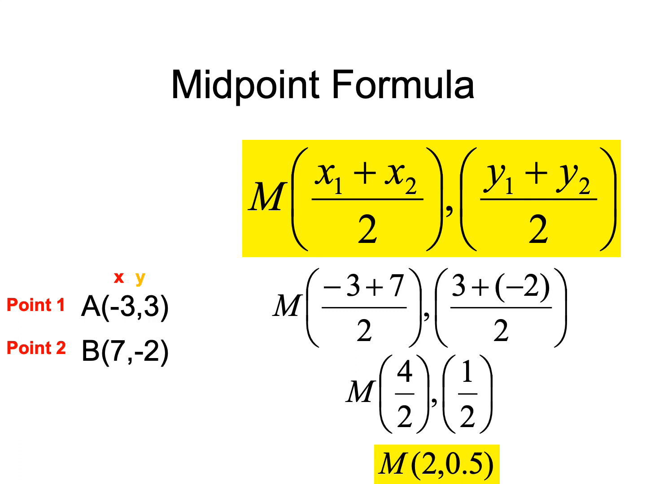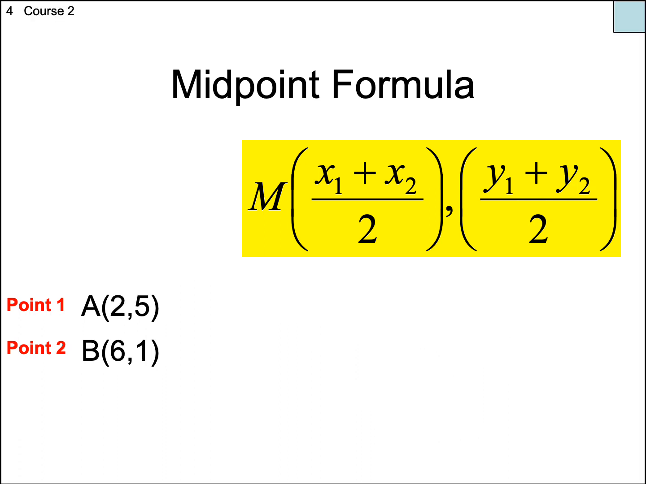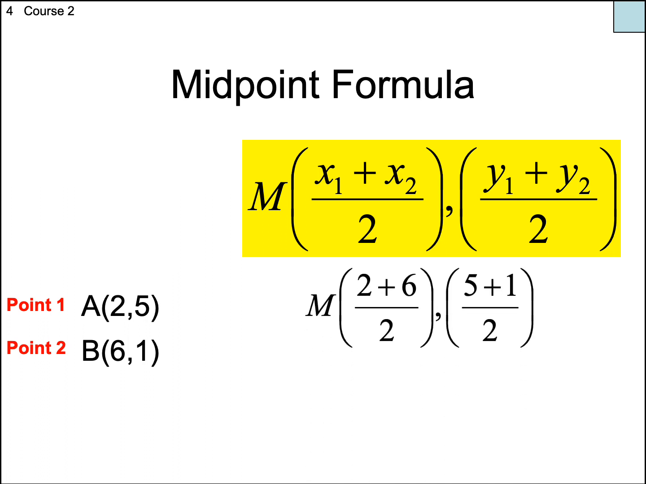All right, let's do one together. Notice I gave you integers, right? 2, 5, 6, 1. I've already got them labeled, right? So you just need to make sure you put your x's and your y's. So let's see. X sub 1 is 2. X sub 2 is 6. Y sub 1 is 5. Y sub 2 is 1.